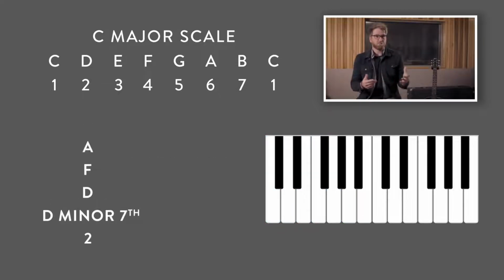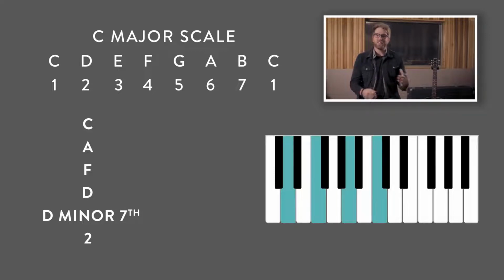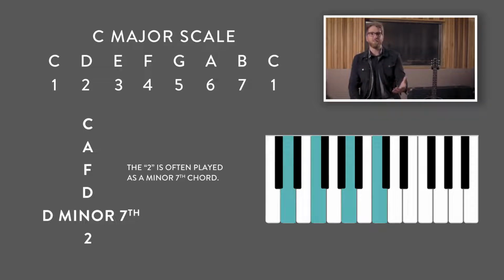For the 2, it's a D. It forms the chord D minor 7. D is the second note in the C major scale. The second note in any major scale usually forms a minor chord that is often played as a minor 7th chord. And this chord is formed from the 1st, 3rd, 5th, and 7th notes of the D minor scale.